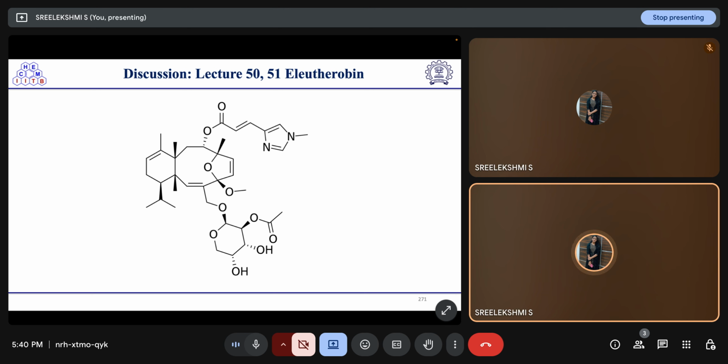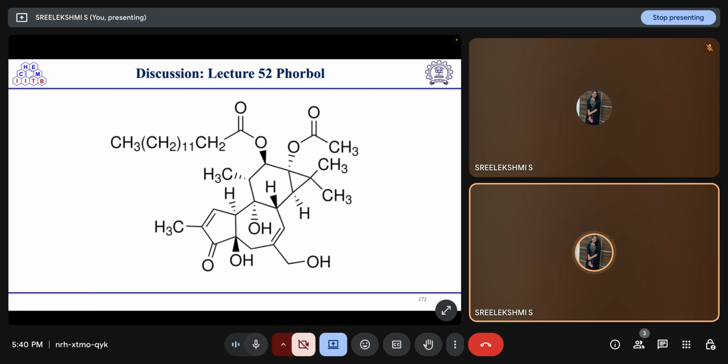The next lecture, lecture 52, was about phorbol. There we have seen the application of oxidopyrrolium alkene cycloaddition in the total synthesis of phorbol by Wender's group. So this phorbol structure is given here. This was first isolated in 1934 as the hydrolysis product of croton oil, which is derived from the seeds of Croton tiglium. However, the structure of phorbol was determined only in 1967.